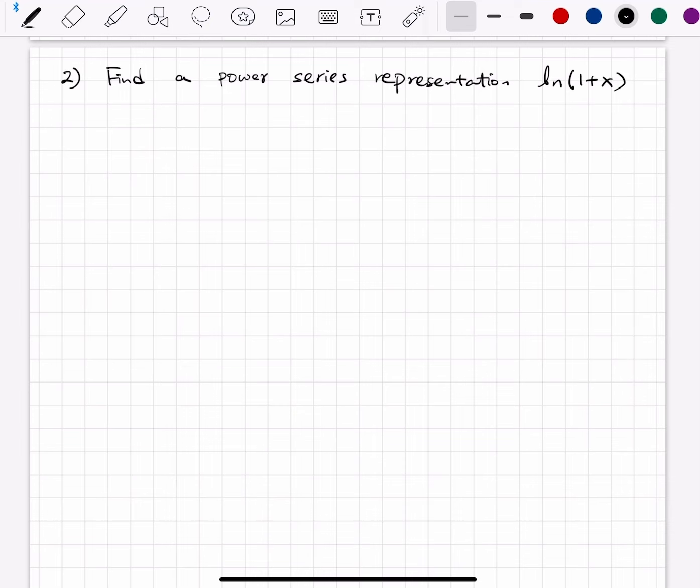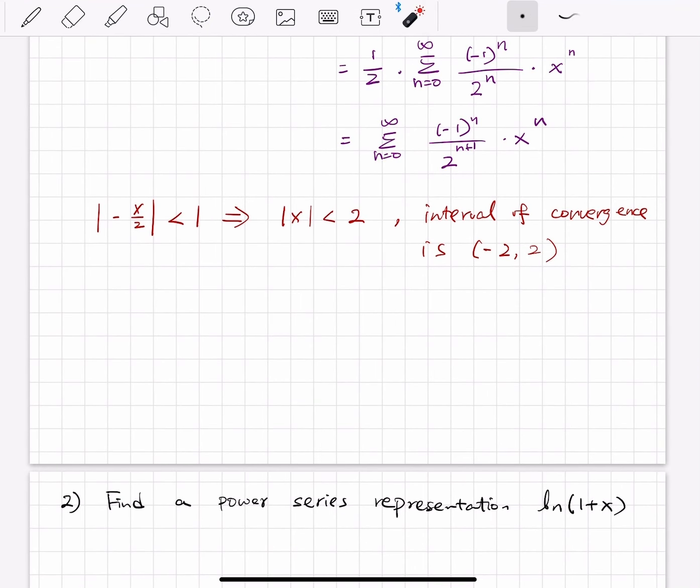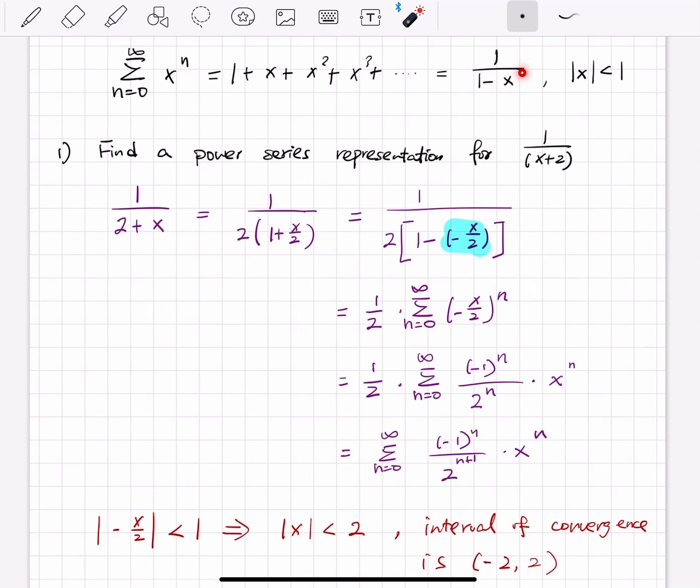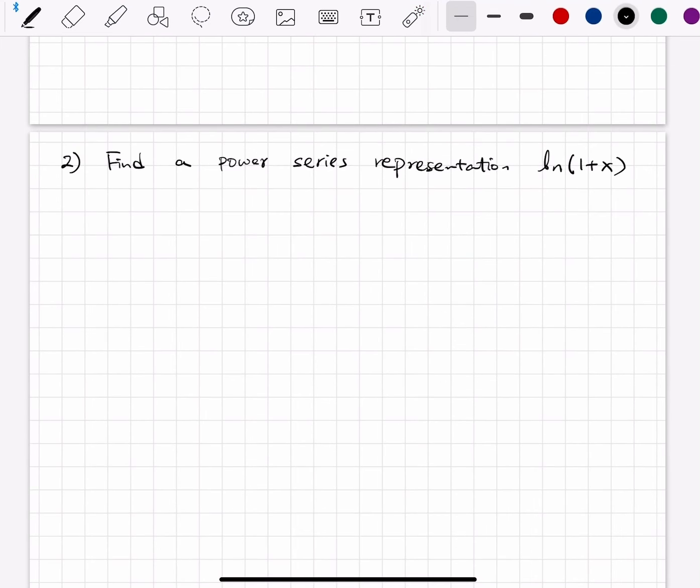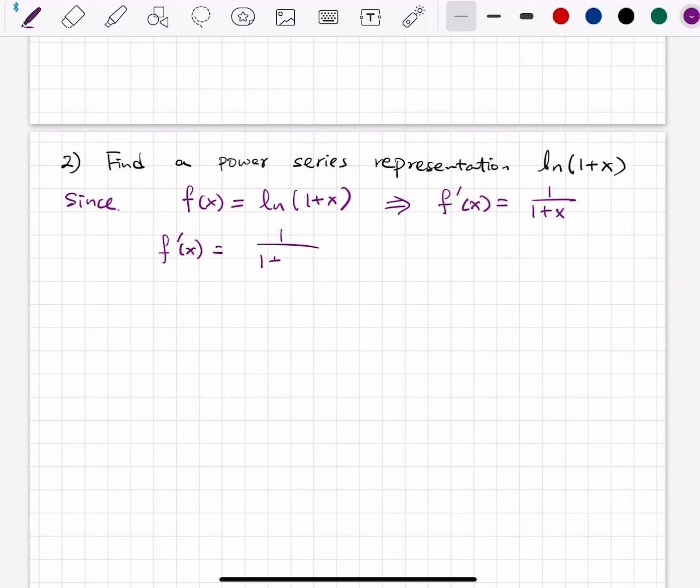So the difference between number 2 and number 1 is we do not have 1 over something that kind of matches 1 over 1 minus x. Instead, we have ln of 1 plus x. But we do know that the derivative of this one is 1 over 1 plus x. So we can work on its derivative first. But we still need to rewrite it in terms of 1 minus negative x.